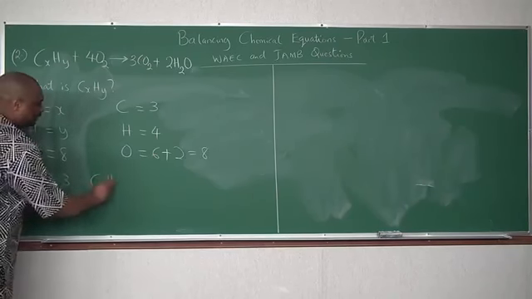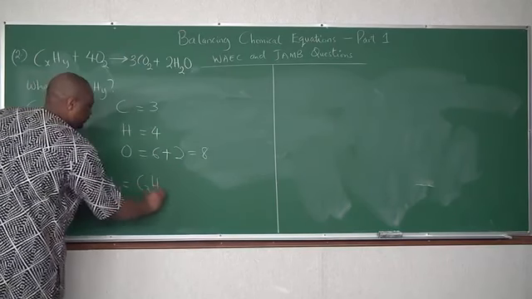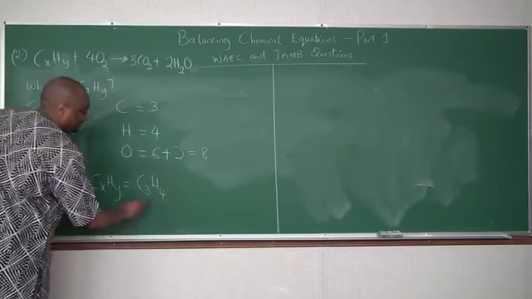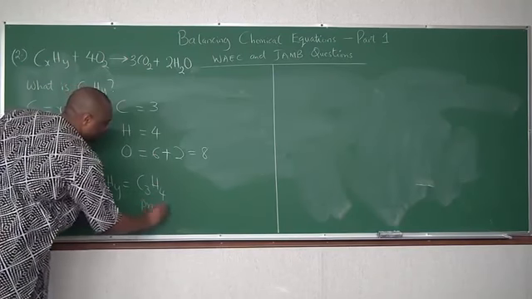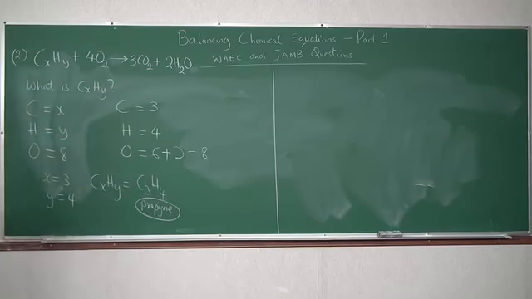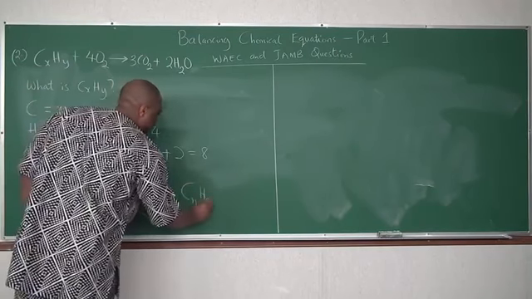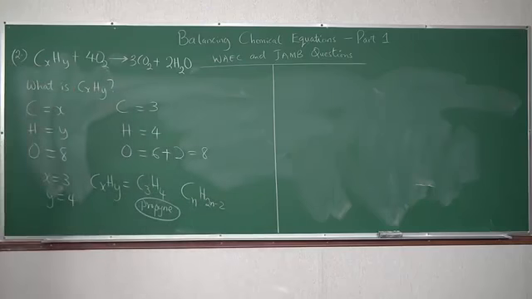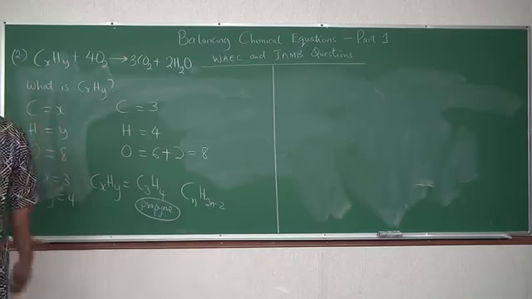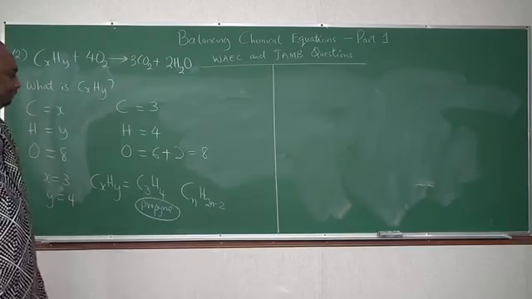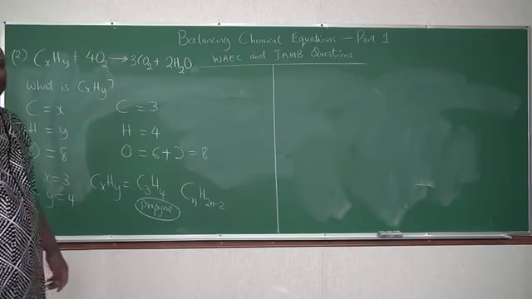So our hydrocarbon is C3H4, and that is propyne. Now, how do I know it's propyne? Remember, alkynes have CnH2n-2, right? For alkynes, and the 3 carbon one is propyne. Okay, does that make sense?